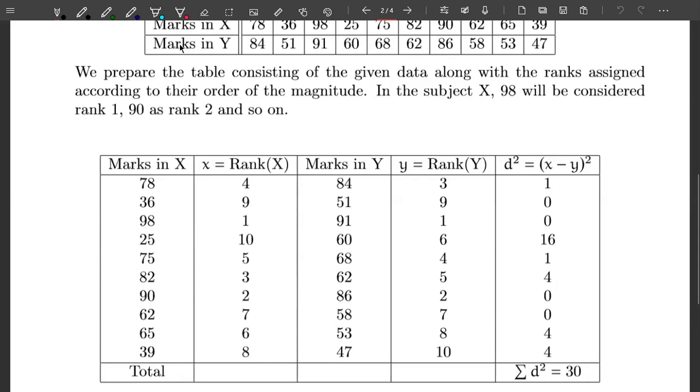Next, similarly, we take the marks of Y. These are all the marks of Y, and the highest marks are obtained by the student who has scored 91.